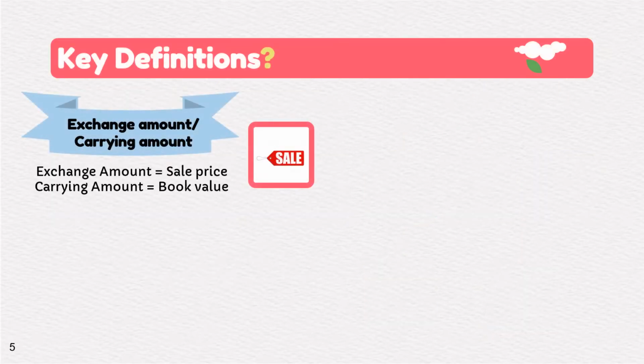Now let's talk about the key definitions. There's going to be the exchange amount and carrying amount. The exchange amount is essentially the sale price, and then the carrying amount is the book value of that item when the transaction happens.